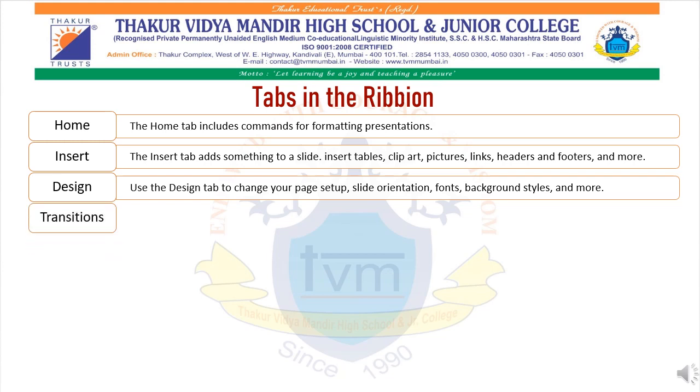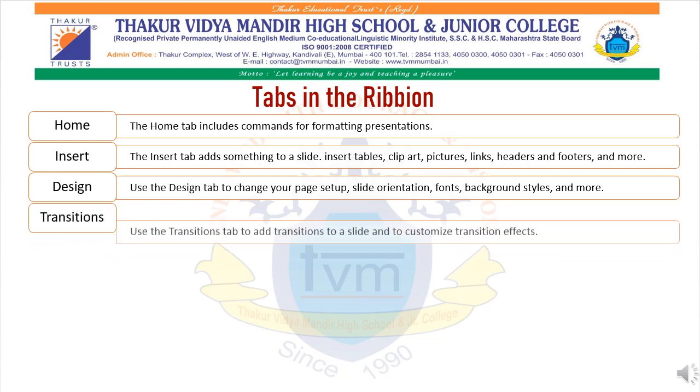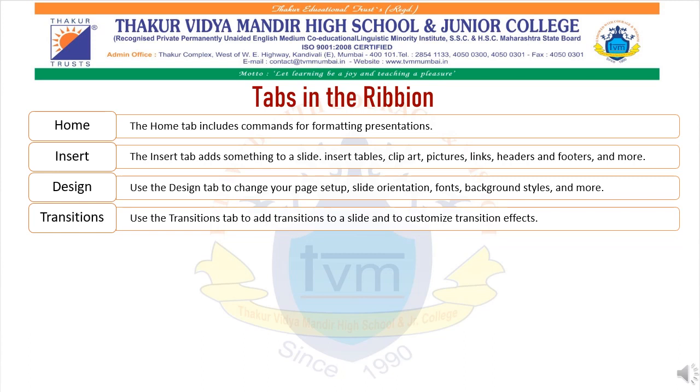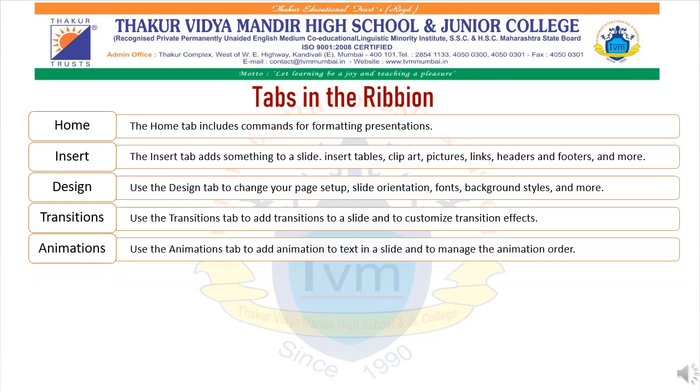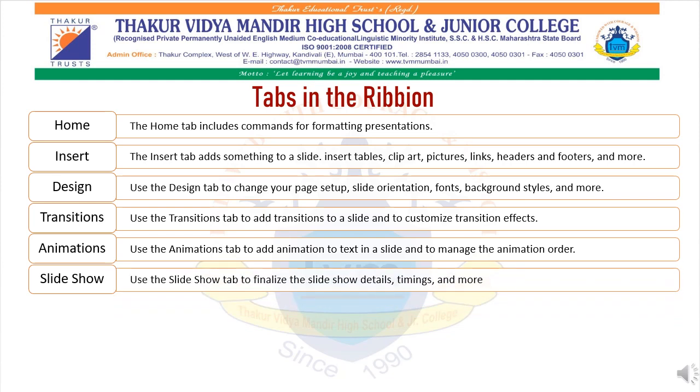Fourth, the Transition tab. Use the Transition tab to add transitions to a slide and to customize transition effects. Fifth, Animations tab. Use the Animations tab to add animation to text in a slide and to manage the animation order. Sixth, the Slideshow tab. Use the Slideshow tab to finalize the slideshow details, timings, and more.